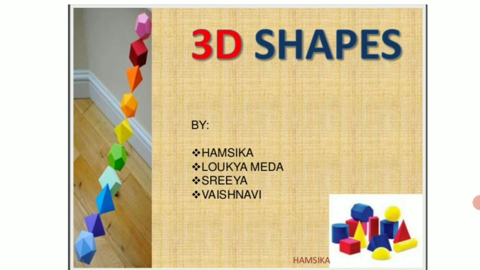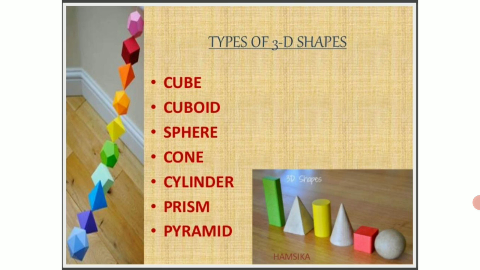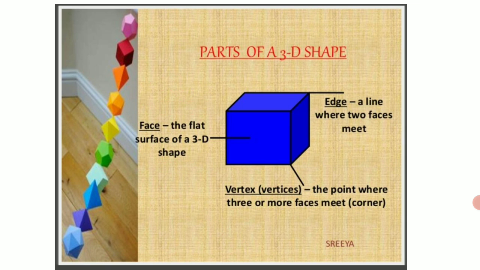Now coming to the 3D shapes, children. What are three-dimensional figures? An object that has height, width, depth, like any object in the real world, and these figures are solid or hollow, and they are called solid geometric figures. They can be a cube, a cuboid, a cylinder, a cone, a sphere, a prism and a pyramid, children. That is not in your course, but now we will be doing cube, cuboid, sphere, cone and cylinder.